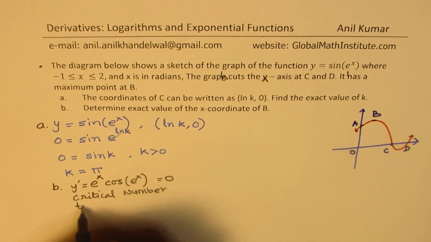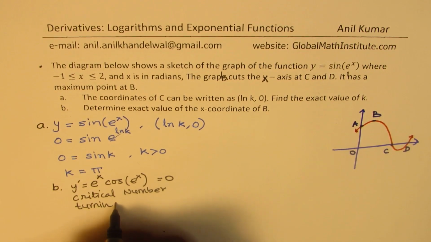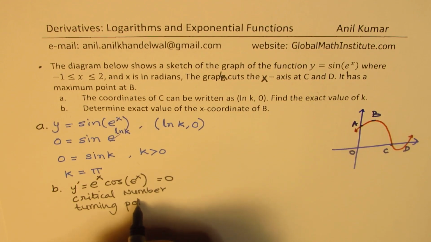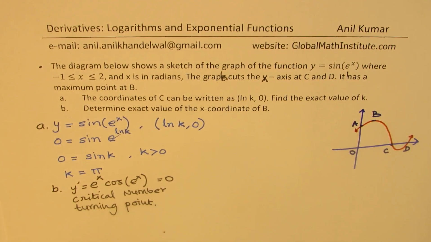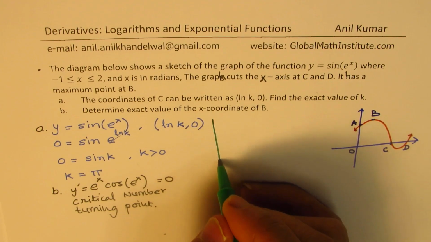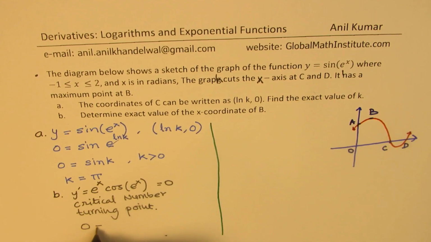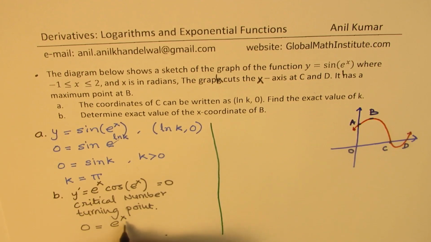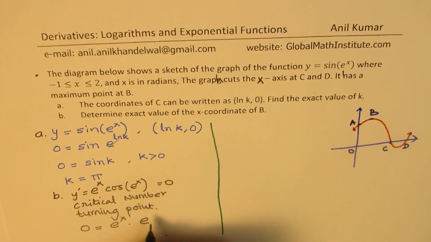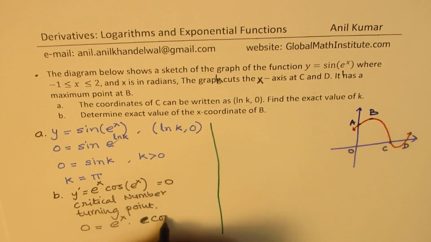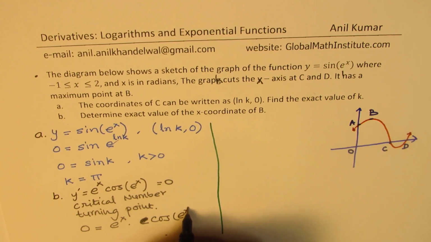Right, so it's a turning point. So therefore, we have now the equation. Let's simplify and figure out the solution. So we could write this as 0 equals e to the power of x times cos of e to the power of x.